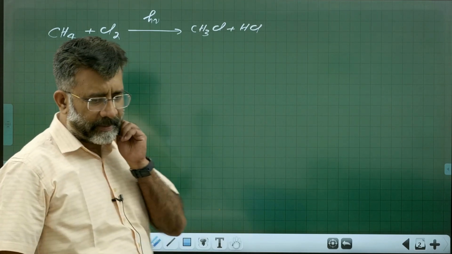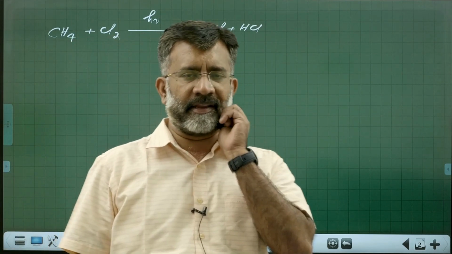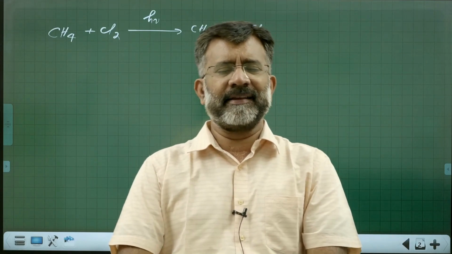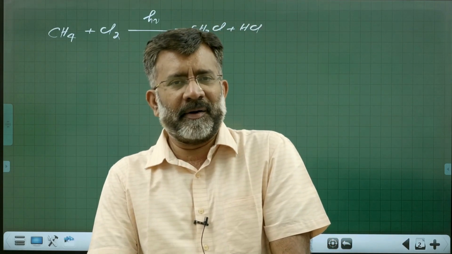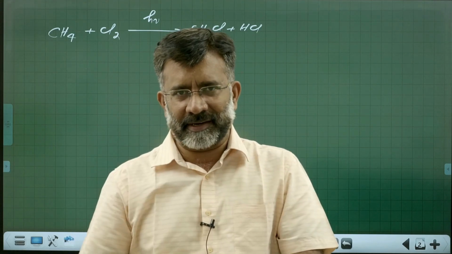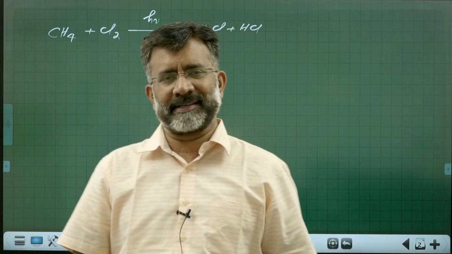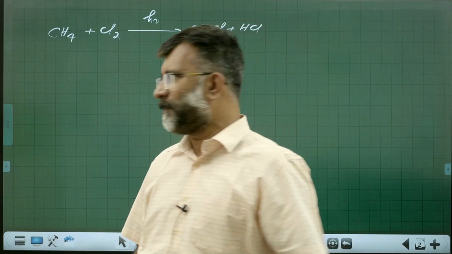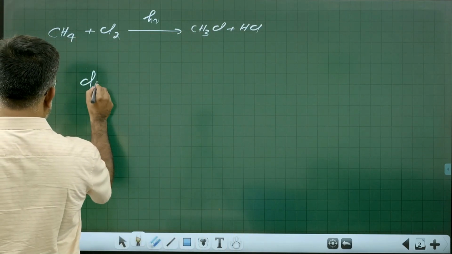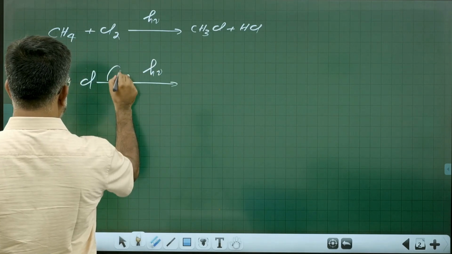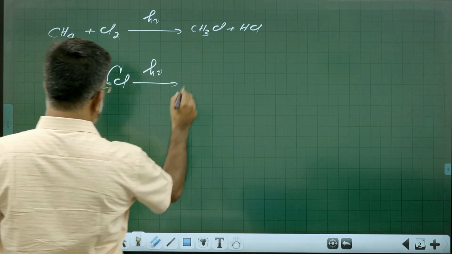This is a free radical substitution reaction. In fact, it is a free radical chain reaction. A detailed study happened already in that chapter. Hope you remember chain initiation, chain propagation, chain termination, the three steps involved. Chlorine undergoes homolytic cleavage in the presence of light, and you get chlorine free radicals.